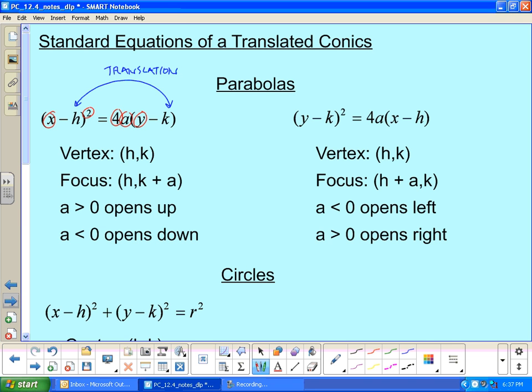That means I'm moving my graph now. So x minus h, according to what we just saw, means we're moving right by the h value. If it was x plus h, we would be moving left, however much h is. Same thing works with k. y minus k moves up k, and y plus k moves down k units.